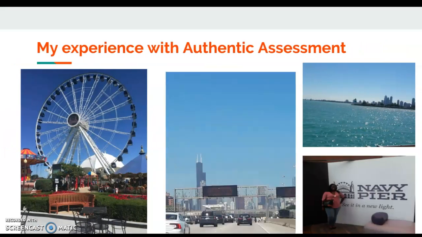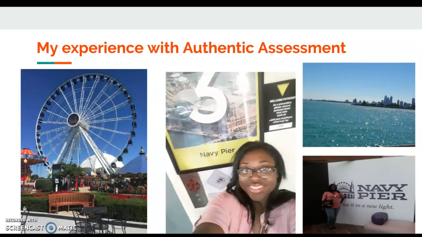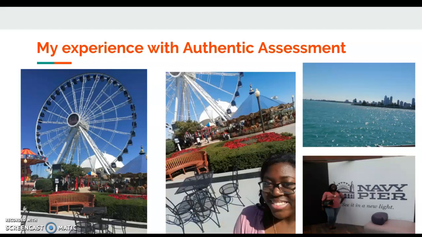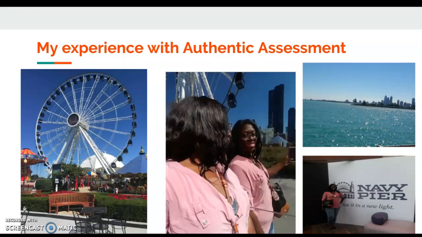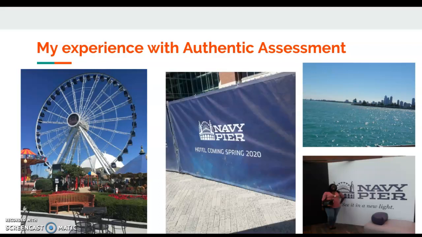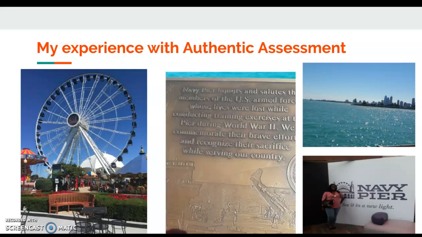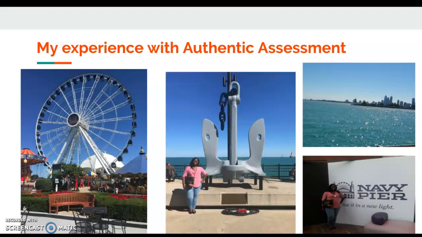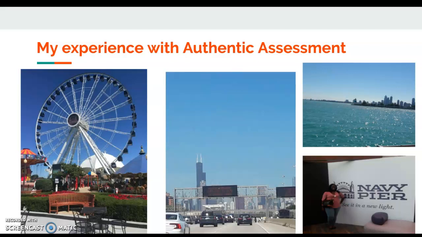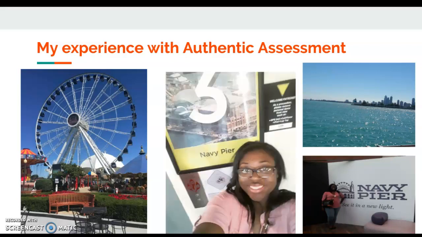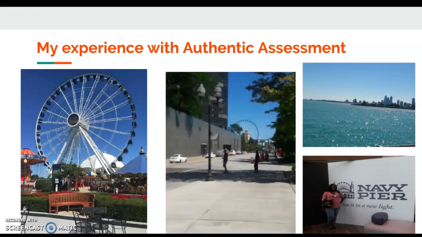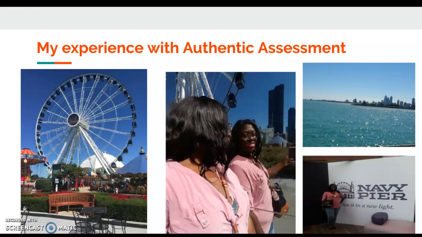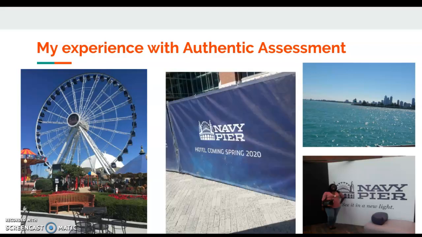So I actually have experience with authentic assessment. I just didn't realize it at that time. But I was actually assessed this way in my American literature class when I was in community college. In class, we had just completed a story about Olaudah Equiano, who was a black man who was sold into slavery. His owner was a sailor, and because his owner was a sailor, he learned to sail, and eventually he bought his freedom. He became an abolitionist, a writer, and an explorer. So we discussed exploration and having adventures.